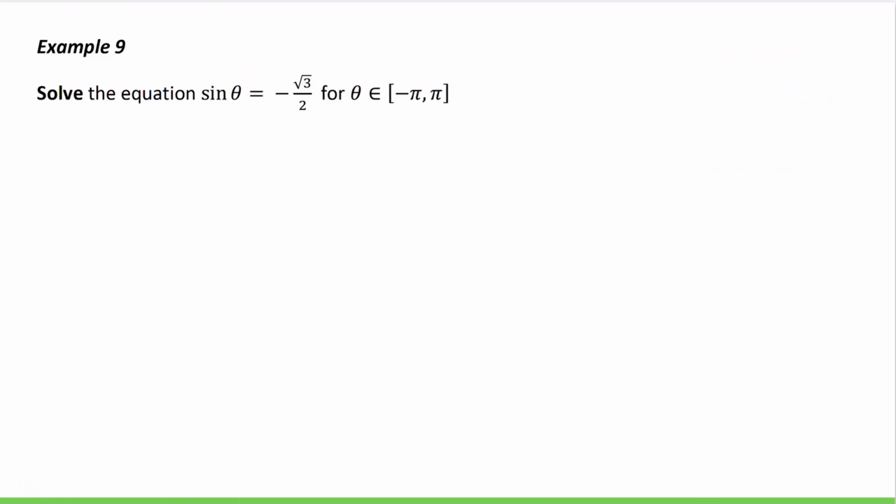Example 9, solve the equation sine theta is equal to negative root 3 on 2, and this time the domain is a little bit different as well. So as I mentioned in the previous video, between 0 and 2 pi, or if you have a distance of 2 pi, you can expect as many solutions as there are the number in it. So if that's a number 1, I will expect 1 round of solutions, which would be 2, because for every graph, there are 2 solutions. But of course, depending on what quadrants it is, it might be a little bit different.